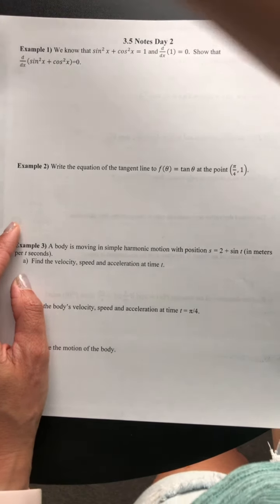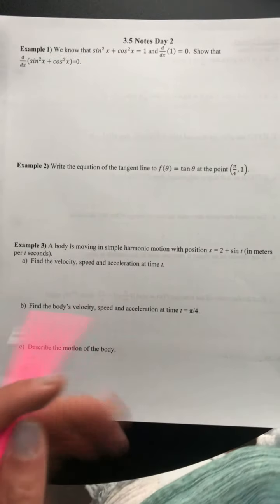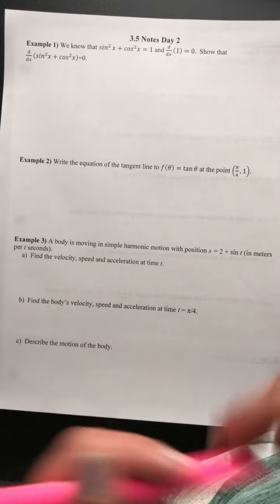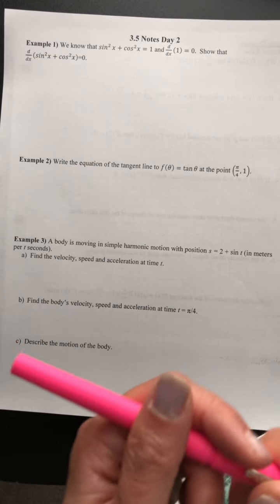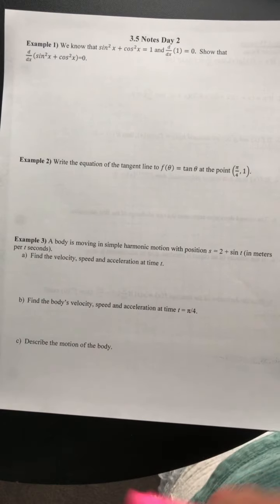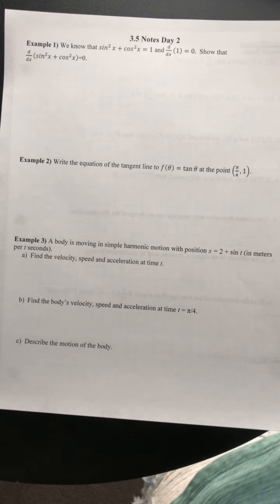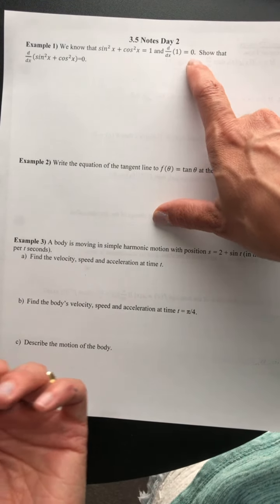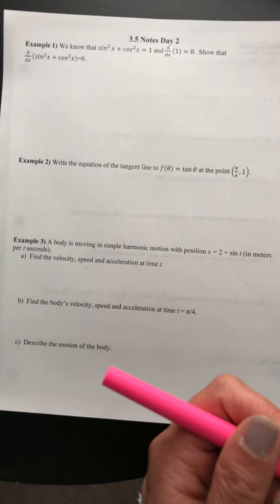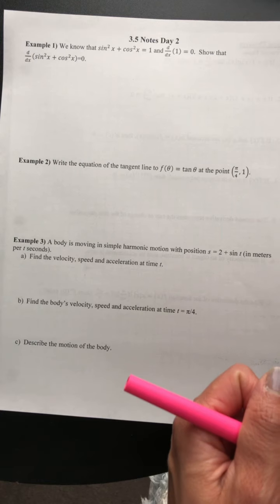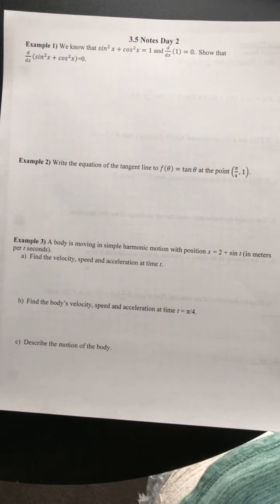All right, so we are on 3.5 notes, day 2. This is a continuation of the first lesson, day 1. We know that sine squared plus cosine squared equals 1. That was an identity we learned back in Math 3, second semester. The derivative of 1, or the derivative of any constant, is going to equal 0. So these are two things that we know. We're going to show that the derivative of sine squared x plus cosine squared of x equals 0.